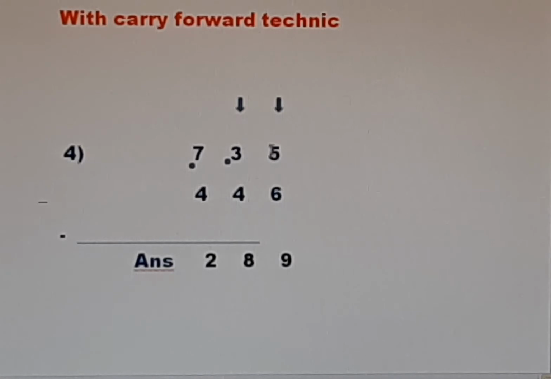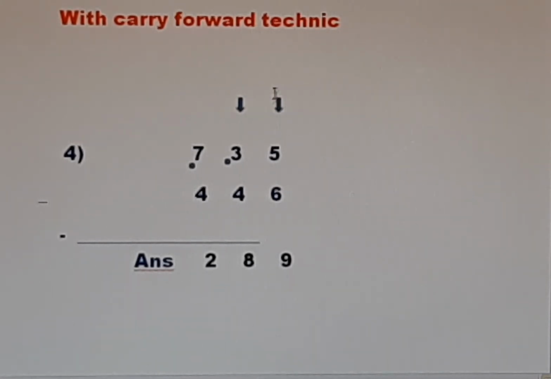Arrow means in place of 5 you have to add 15. So 15 minus 6 is 9. You have borrowed it from 3. So 3 will remain 2. But from 2 you cannot minus 4. So put an arrow and make 12. Instead of 2 you have to make 12. 12 minus 4 is 8. Then 2 has borrowed from 7. So it will become 6. 6 minus 4 is 2.